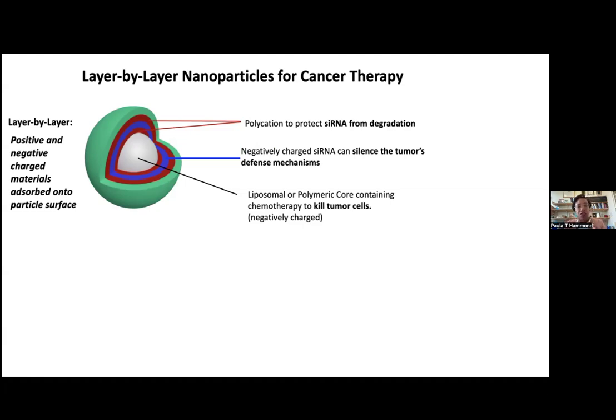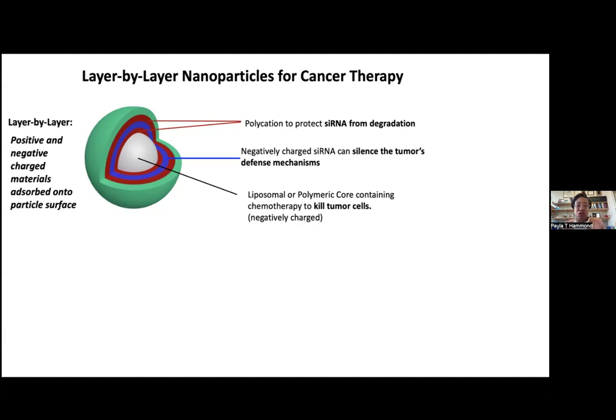Then we coat that with a positively charged polymer again. So we essentially have a sandwich where we have this positively charged material, then the siRNA, and another positively charged material on the other side. This protects the siRNA from being degraded by the proteases and RNases that are present in the bloodstream.